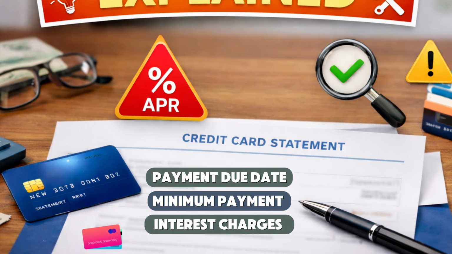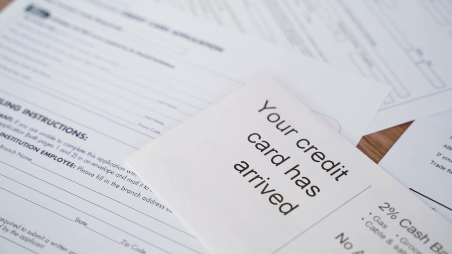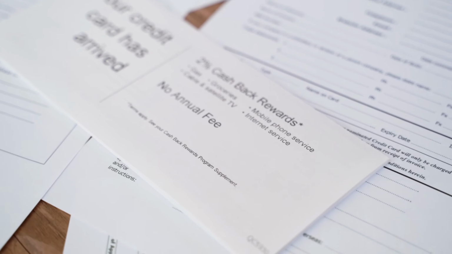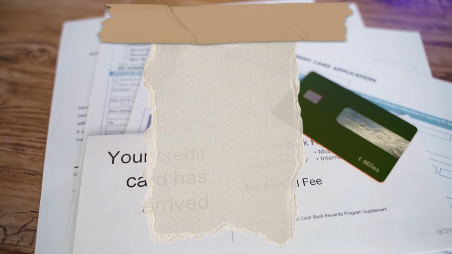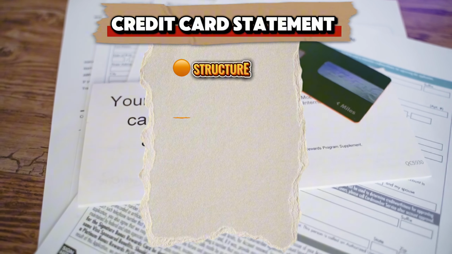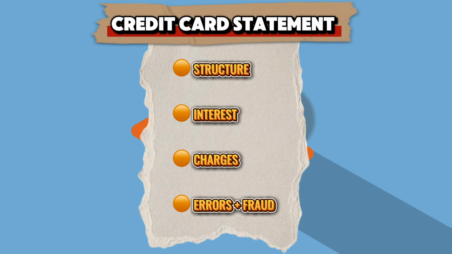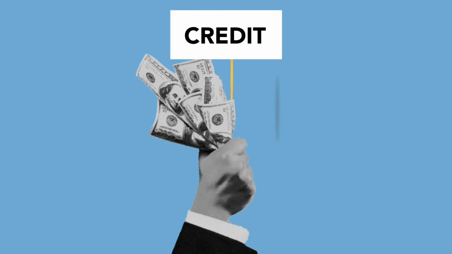Today we're examining a document millions of people receive every month, but few actually read carefully. The credit card statement. In this episode, we'll walk through how a statement is structured, how interest is calculated, how to verify charges, and how to spot early warning signs of billing errors or fraud. By the end, you'll know exactly what each section means and how to use that information to protect your money.